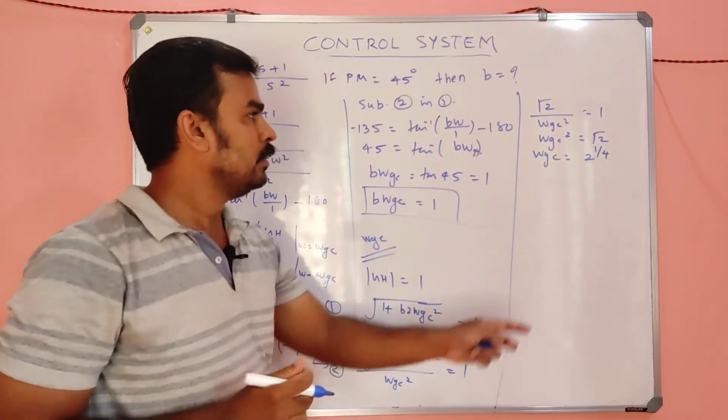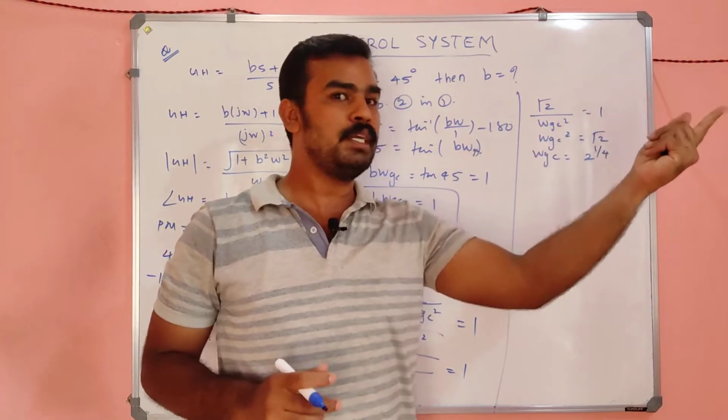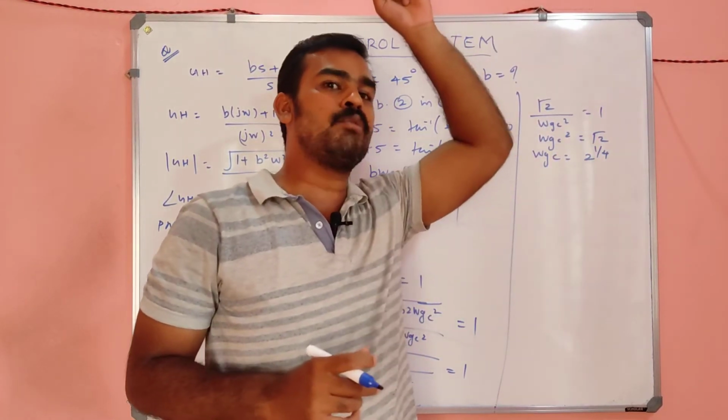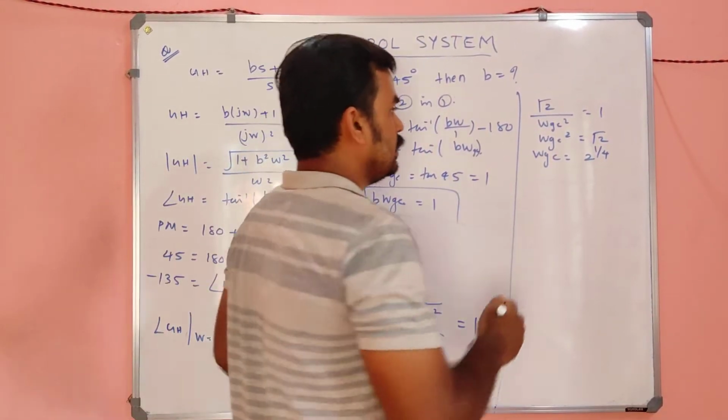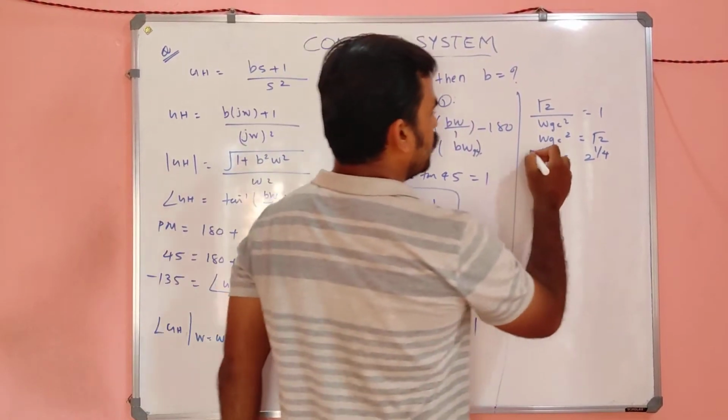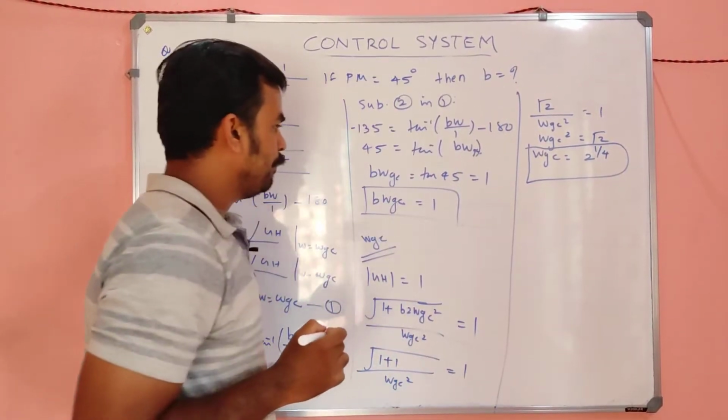Am I right? Root 2 means what, my dear? 2 raised to 1 by 2. Again root means 2 raised to 1 by 4. Yes. So omega GC equal to 2 raised to 1 by 4. You got that value.